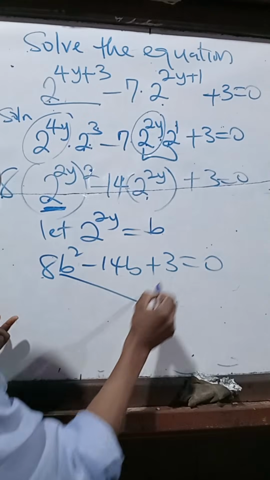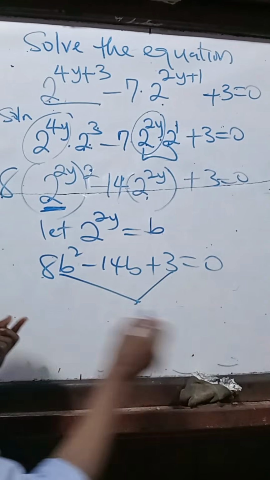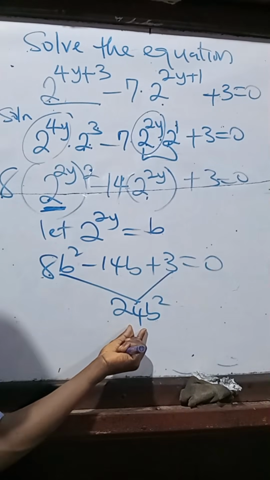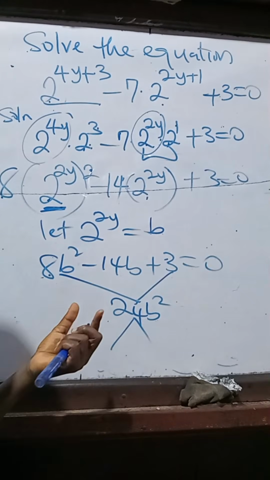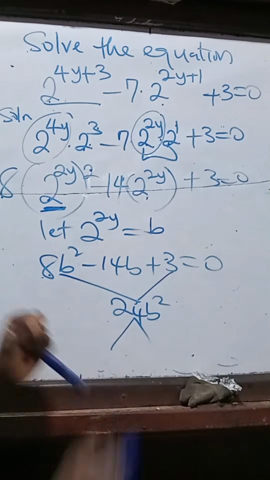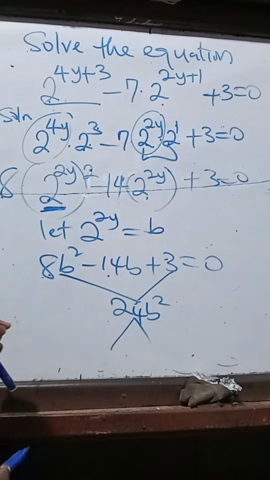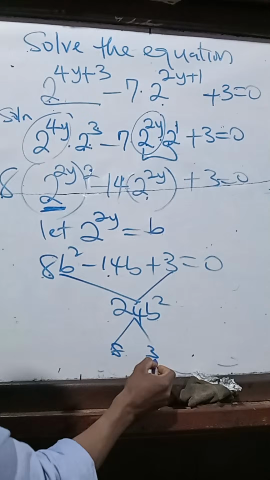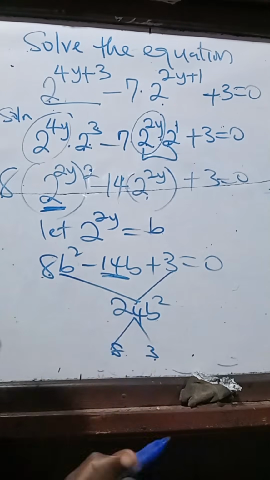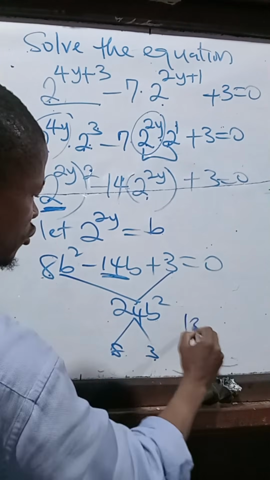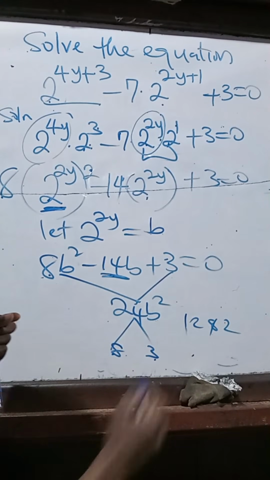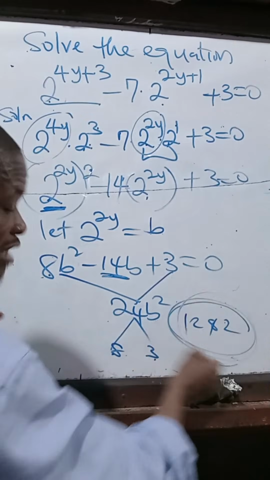Let me use the factorization method. This one times this one, that's 24b squared. And in factors of 24, they can give me, either by adding or subtracting, 14. Will that be 8 and 3? 8 times 3. But 8 and 3, can it give me 14? No. What of 12 and 2? Yes. So I'm going to use 12 and 2.